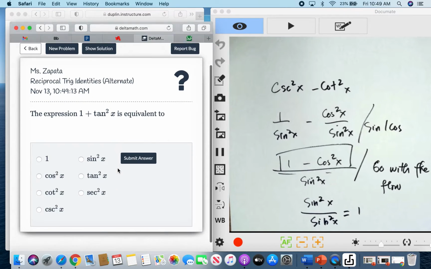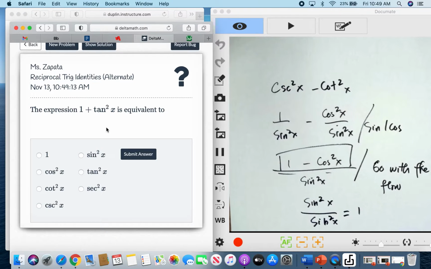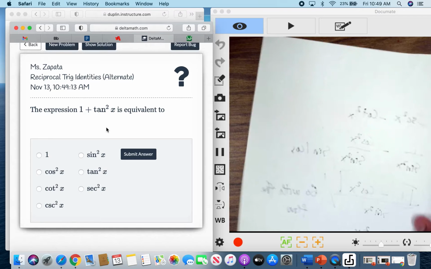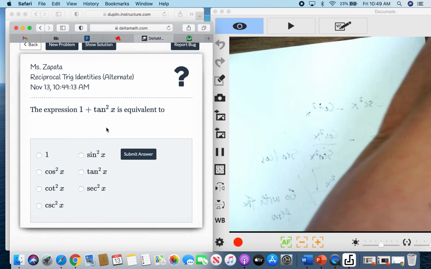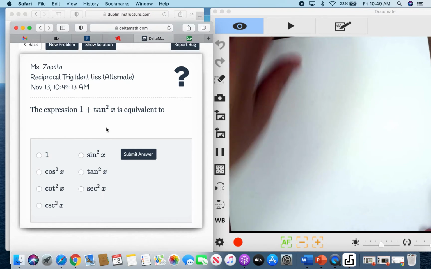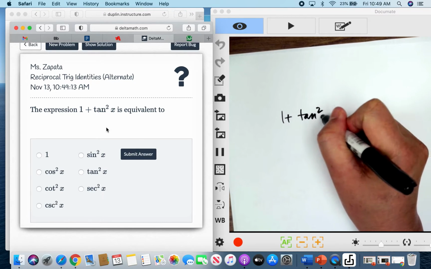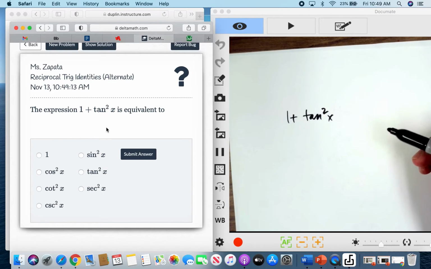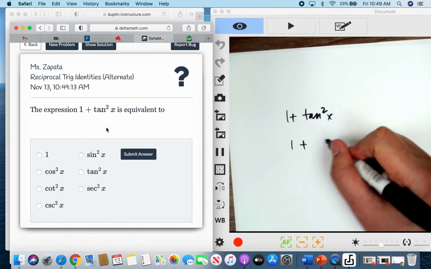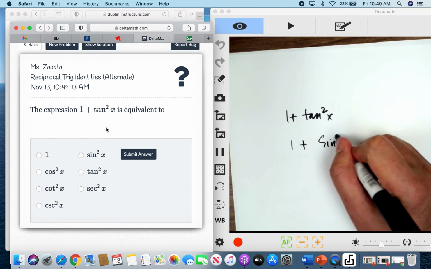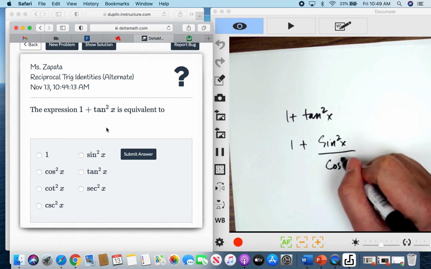Okay? Now let's go to another problem about the reciprocal identities. Let's say you're asked to find 1 plus tangent squared x is equivalent to which of these? So what we can do is, of course, express tangent as sine and cosine. So you have 1 plus tangent squared x. And we know that tangent is y over x, and y is sine and x is cosine. So therefore, this is the same as 1 plus sine squared all over cosine squared.